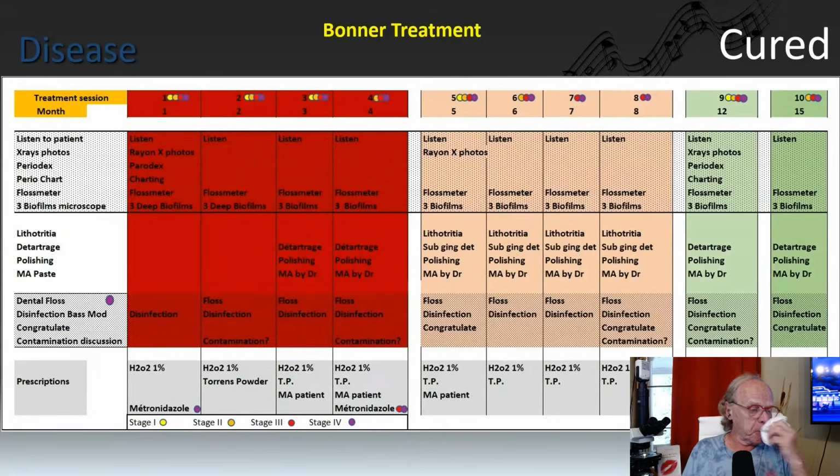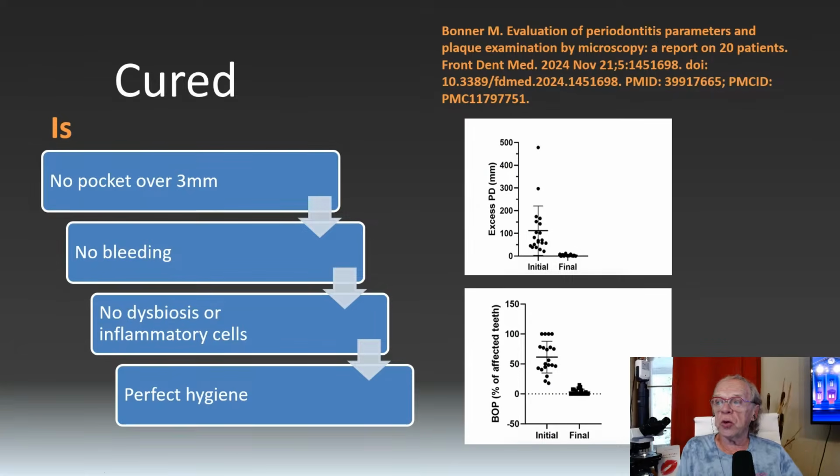If you have stage 4, I will start with metronidazole first. If it's stage 3, sometimes I will use metronidazole at the 4th appointment to make sure everything is fine at the 5th appointment, so we can remove calculus in a normal abiotic area. So this is how we make sure we cure all patients.